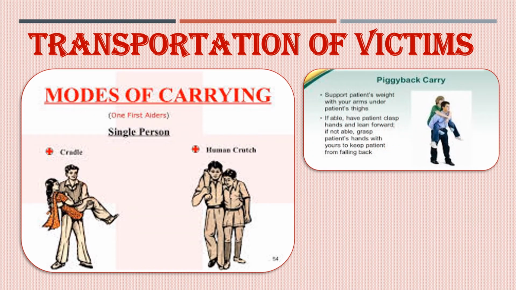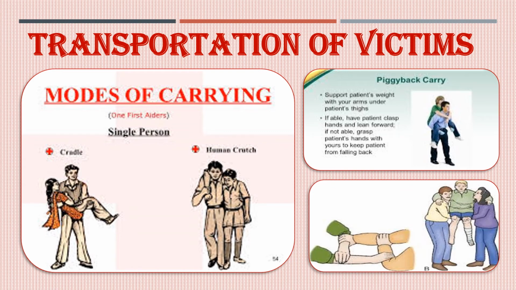Then we love doing piggyback, taking a person on our backs. But this piggyback is different because the person has to support the victim's weight under his thighs. You're putting his arms under the patient's thighs. And if the patient is conscious, he has to clasp his hands and lean forward. Now, the person who is helping should not hold on to the hands of the victim, but keep his hands under the patient's thighs.